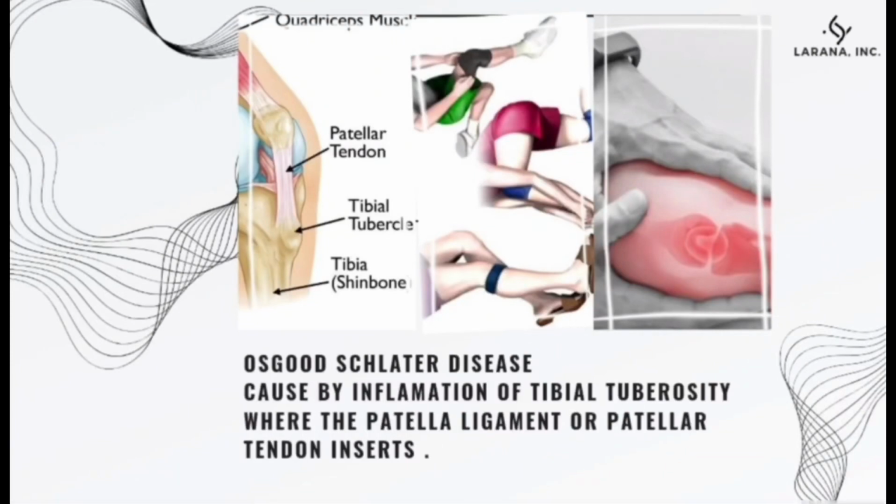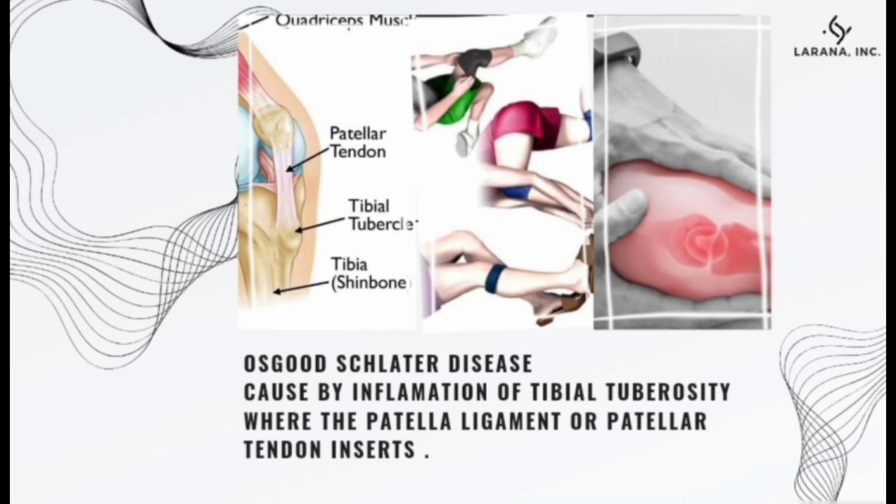Osgood-Schlatter disease is caused by inflammation of the tibial tuberosity, where the patellar ligament or patellar tendon inserts. OSD is degeneration of the tibia's proximal growth center, causing pain and tendinitis at the knee. OSD is an overuse condition or injury of the knee that causes a painful bump and swelling on the shinbone below the knee, typically affecting kids.